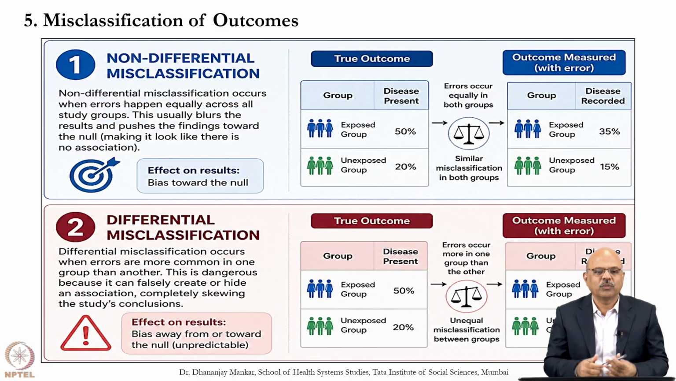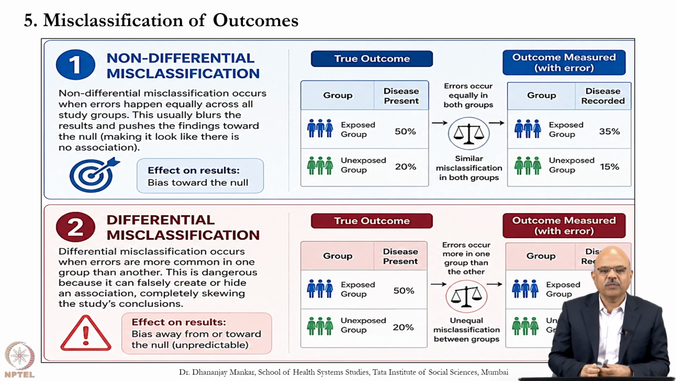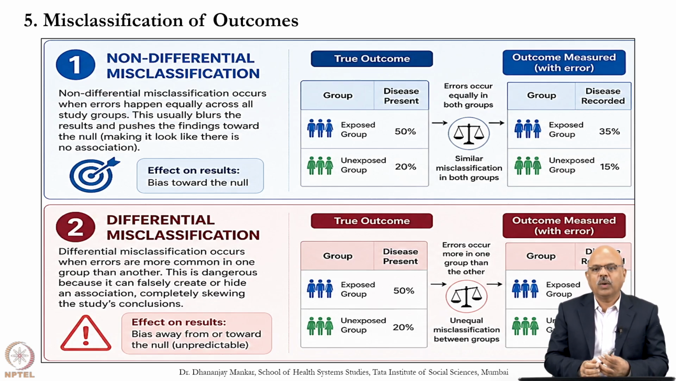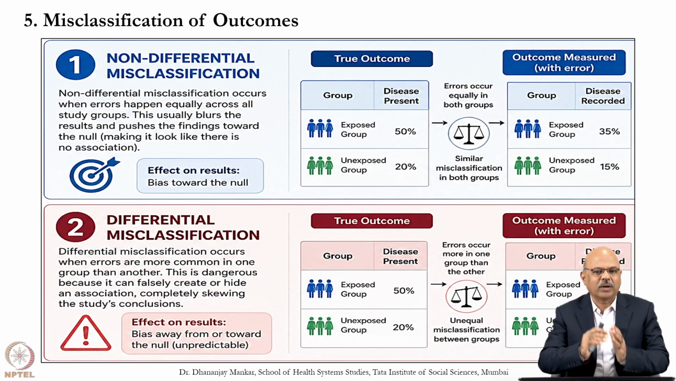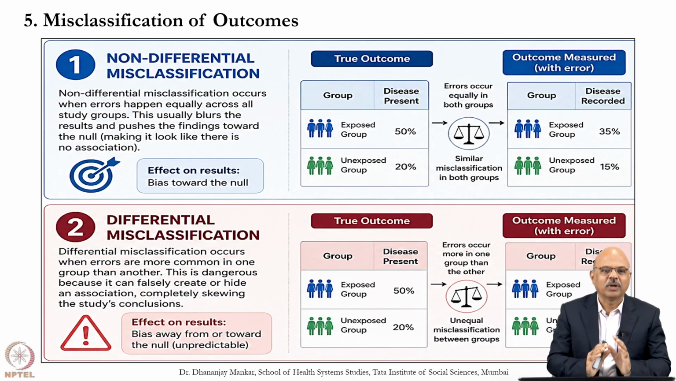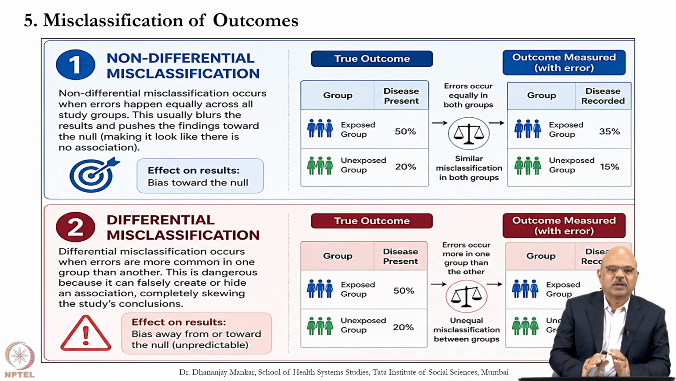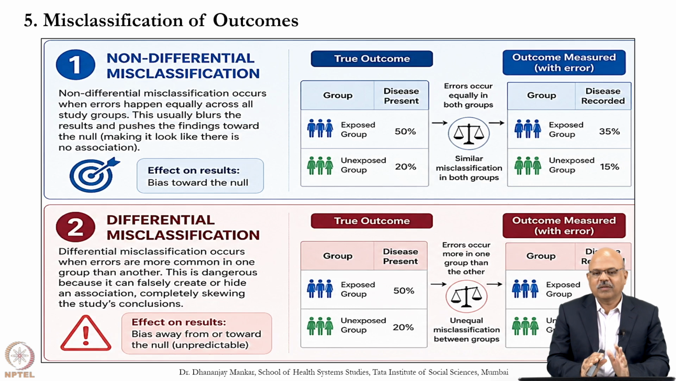Misclassification of outcomes. Sometimes you may have a misclassification. Non-differential misclassification: true outcome versus outcome measured with error. Non-differential misclassification occurs when errors happen equally across all the study groups, so errors are seen in both groups. This usually blurs the results and pushes the finding towards the null, making it look like there is no association. You may come up with an effect as a bias towards the null, and sometimes you may have a sort of confusion.